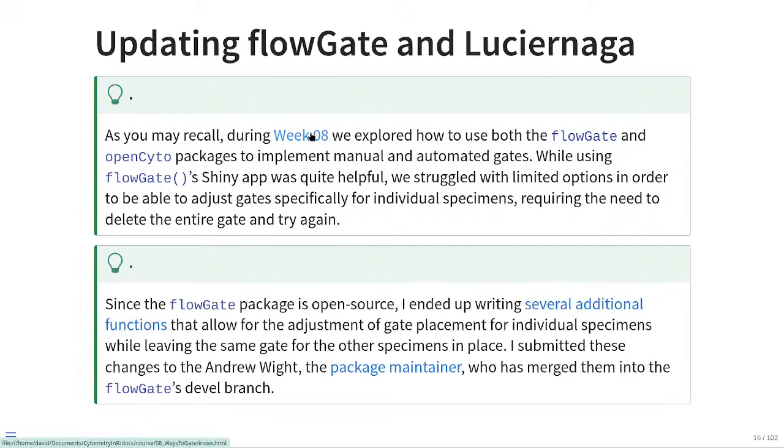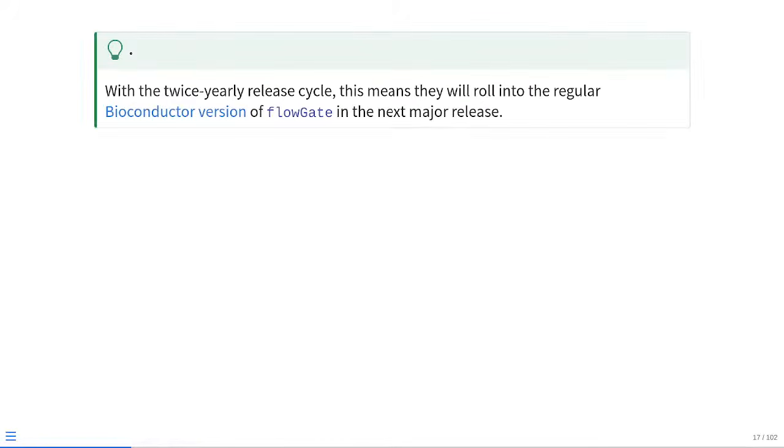So, since the Flowgate package is open source, what I ended up doing over the little summer break was writing several additional functions that allow us to adjust the gate placement on a per individual basis while leaving that same gate intact and in place for the other specimens. I submitted these changes to Andrew White, who's the package maintainer, and he merged them into Flowgate's developmental branch. Flowgate is a Bioconductor package, and Bioconductor does twice yearly release cycles, which means these changes will probably be in the Bioconductor install version in the next major release, around October.